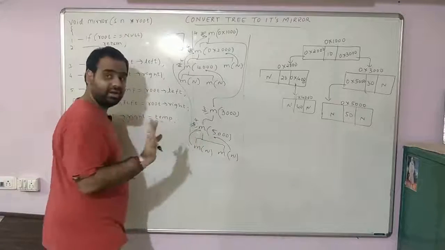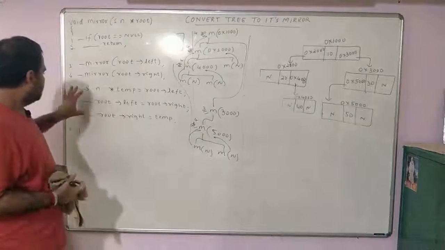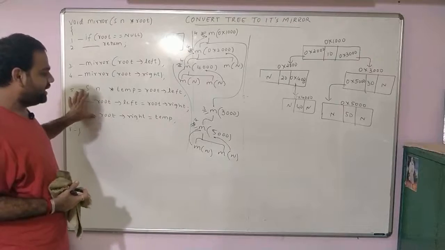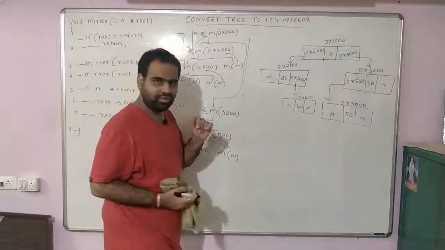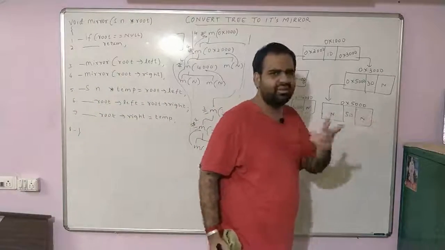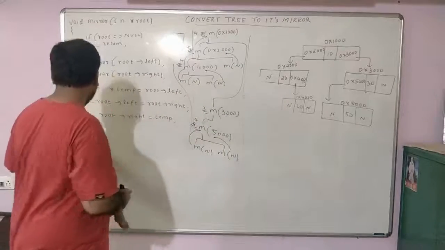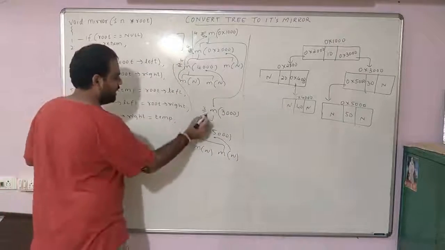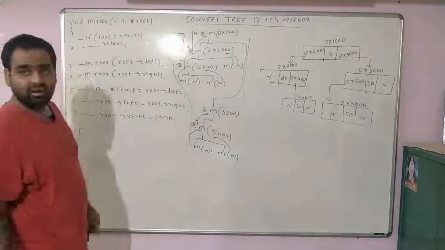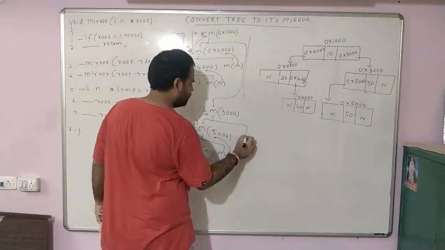Where do you return to? To this point. And you have to execute line number 5, swapping the left pointer and the right pointer with respect to 5000. That means you swap null and null. It doesn't change much. Now after you do this, execute line number 8. Go back to the point from wherever it was called. Now you have to execute line number 4. Mirror of 3000 arrow right.